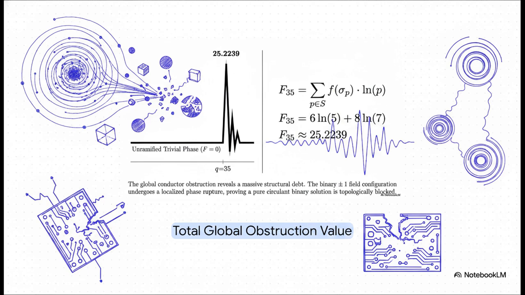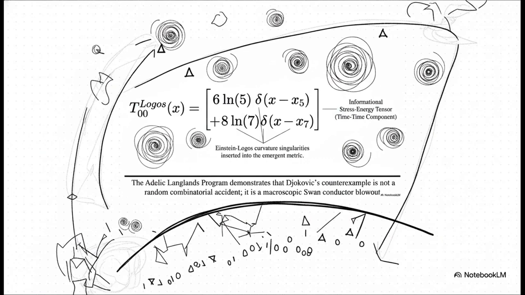At this precise mathematical threshold, the strict binary field configuration undergoes a total phase rupture. The trivial unramified phase is fundamentally blocked from existing. This mathematical rupture actually injects a localized Einstein-Logos curvature singularity right into the time-time component of our informational stress energy tensor. Notice the direct delta functions inside the brackets there, delta of x minus x sub 5 and delta of x minus x sub 7. They're taking our exact calculated weights and placing them at precise, infinitely dense spatial points. This immense localized weight physically overrides the stabilizing bounds of our p-adic error-correcting code. The systemic energy required to maintain the binary sign restriction is too high, and the mathematics tears.